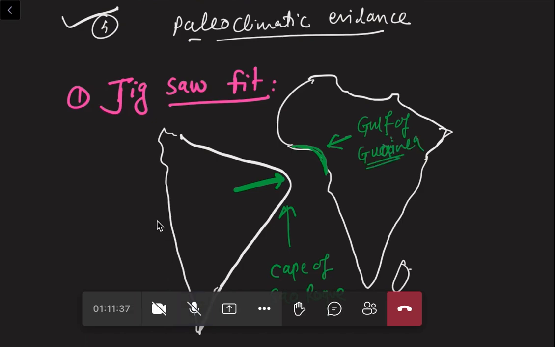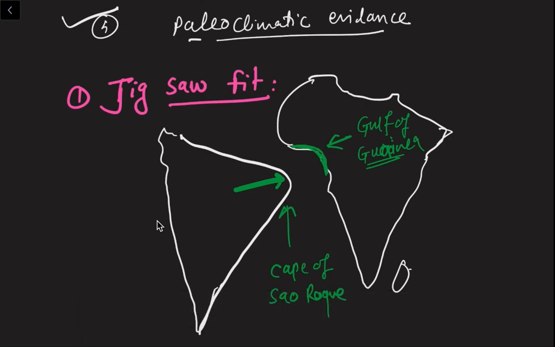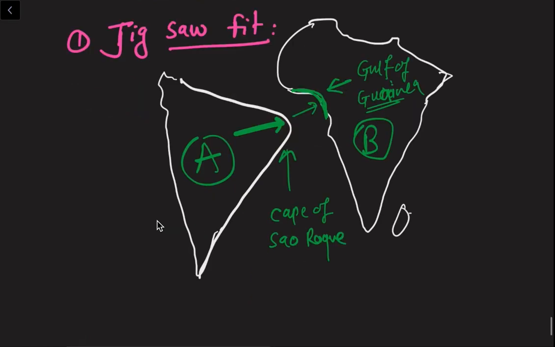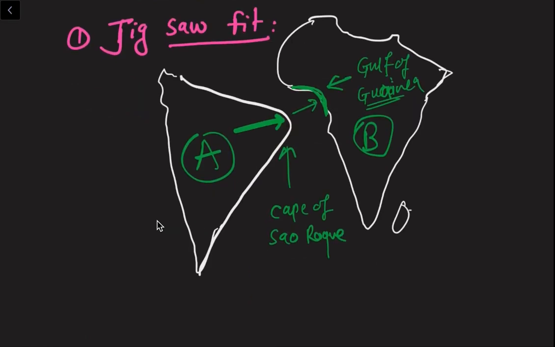K-I-N-E-A, Guinea. Okay, so Gulf of Guinea. Can you observe properly? If I put these two parts, part A and part B, together, they can be easily fit with each other. This part, if I put inside of this, it will be easily fit.